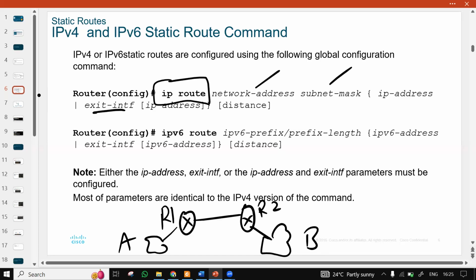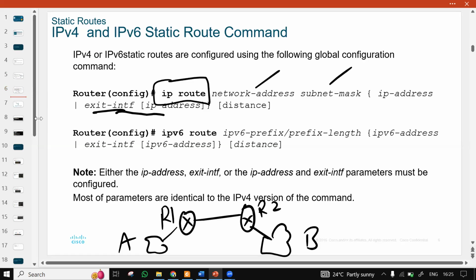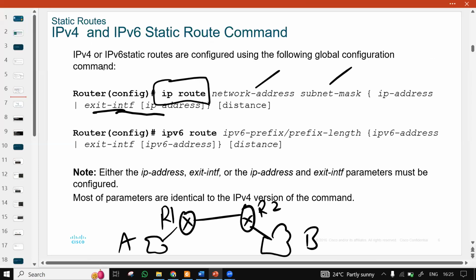Then we have the exit interface. What is the exit interface? We talked about my next hop options here. If we use the exit interface, it's directly connected. If we use the IP address, it is the next hop route. Eh, what's happening? Just a minute. Let me figure out why my pen is no longer working.